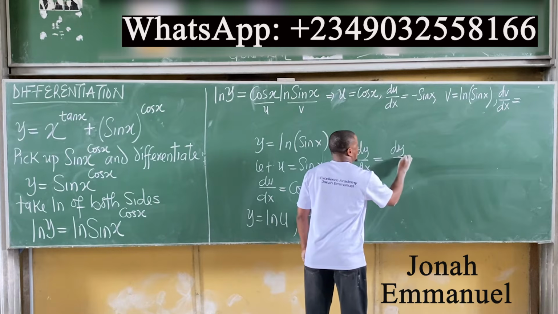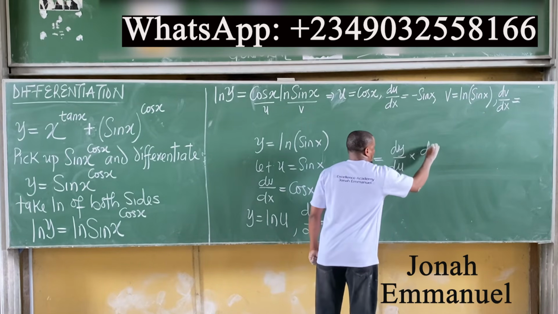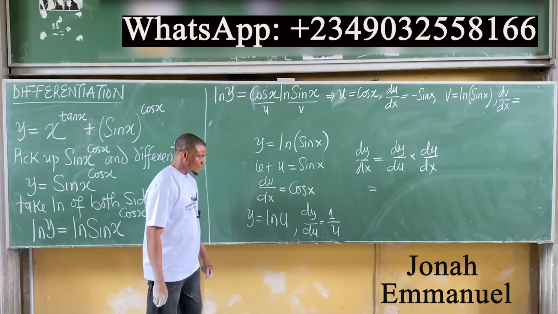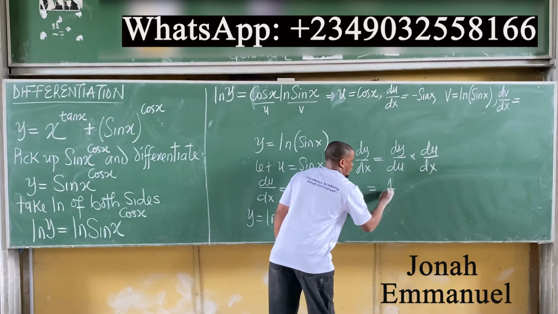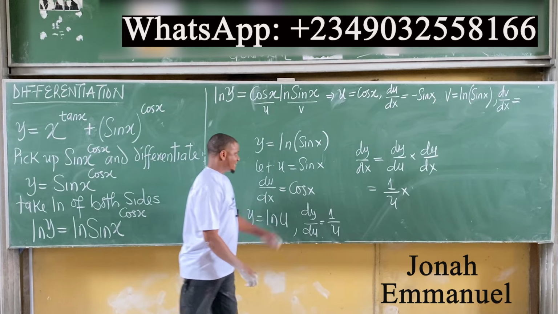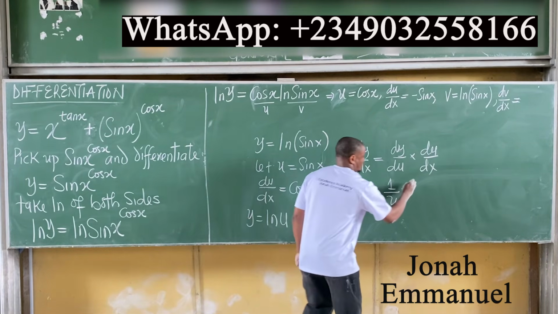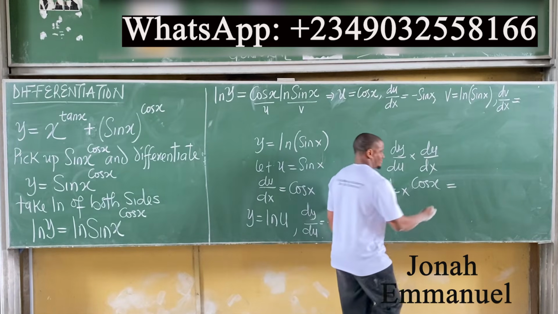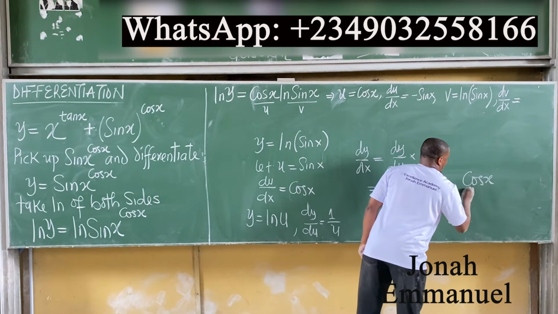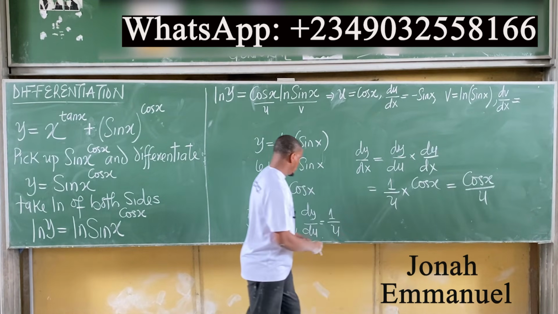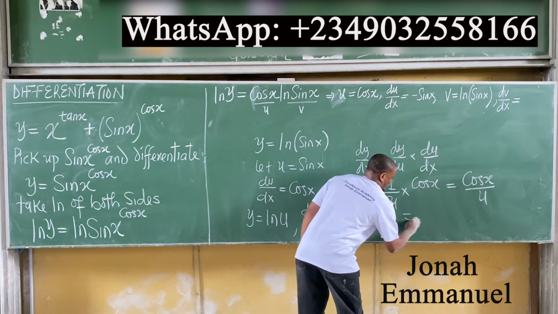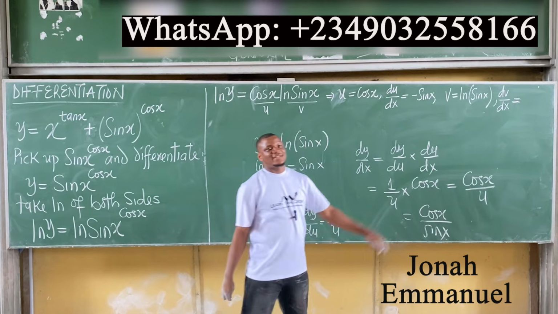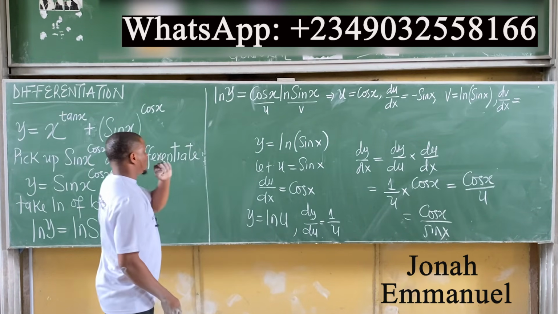So dy/dx is equal to dy/du times du/dx. dy/du is 1 over u, and du/dx is cos x. Multiply this: 1 times cos x all over u. What's u? Sine x. So the answer is cos x over sine x.